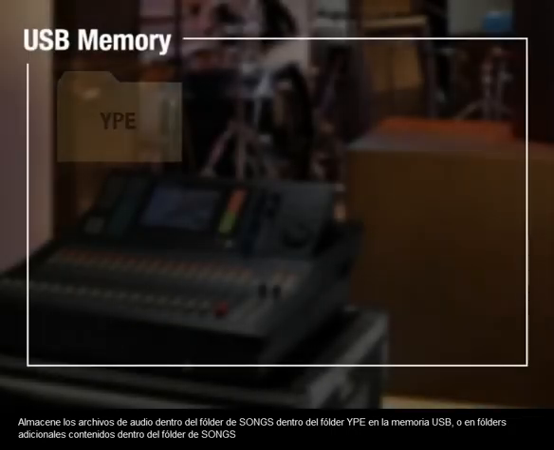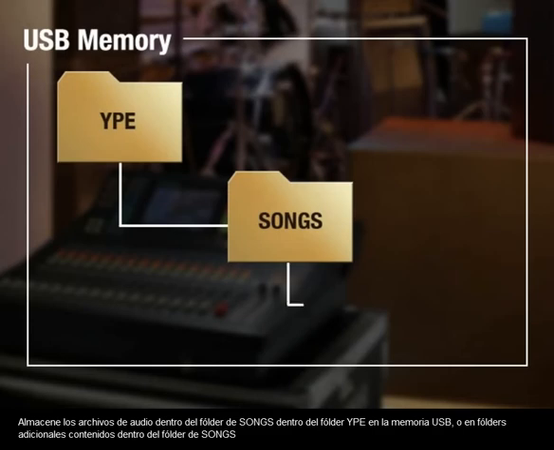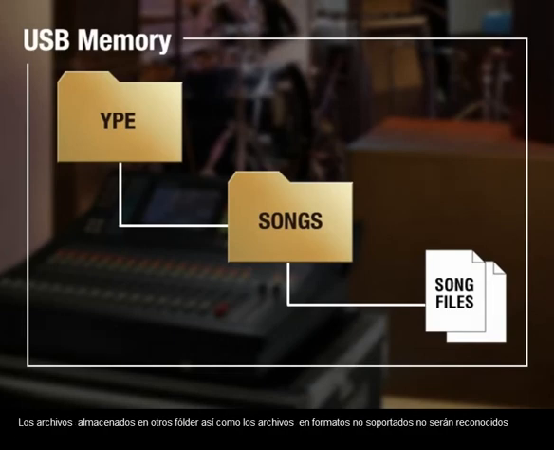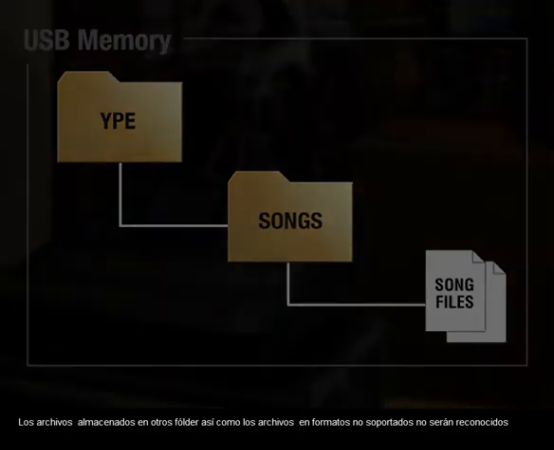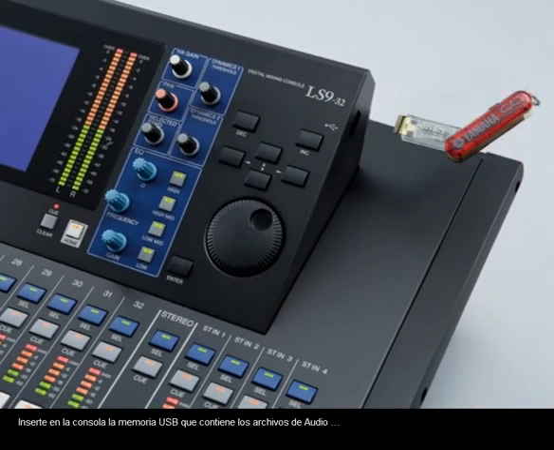Save audio files in the Songs folder inside the YPE folder on the USB memory, or in further folders contained within the Songs folder. Files saved in other folders, as well as files in unsupported formats, will not be recognized. Plug the USB memory containing the audio files into the console's USB connector.